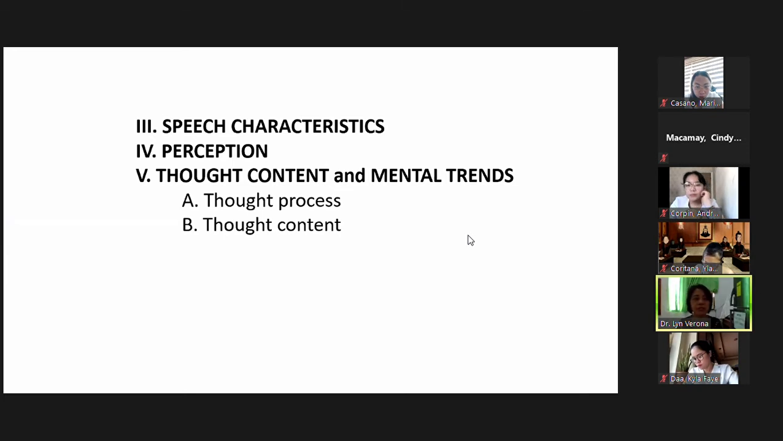When we say false fixed belief, for example, I will say, I am the Messiah. So he believed himself that he's a Messiah, but it is false. No matter how you try to tell them that you are not the Messiah, they will still insist that he or she is the Messiah.